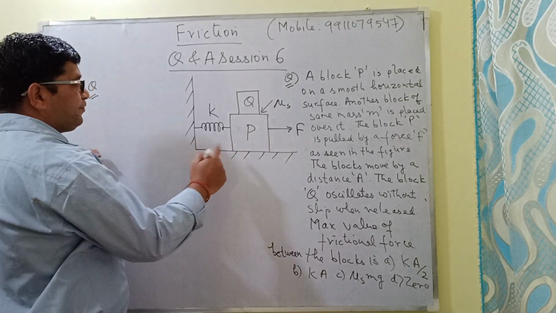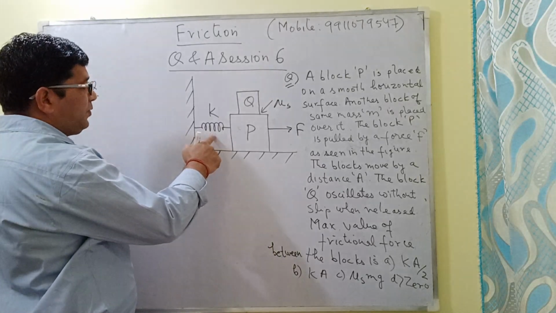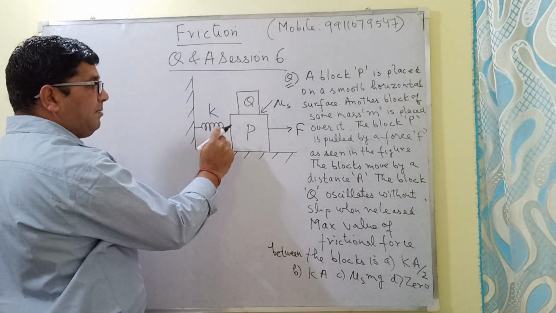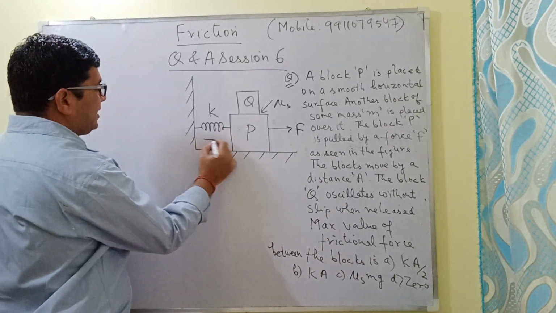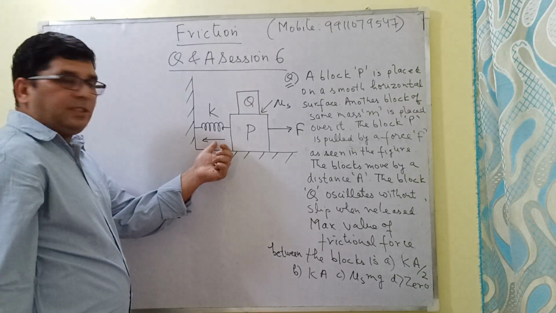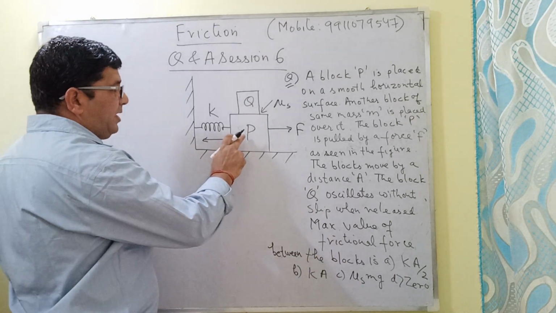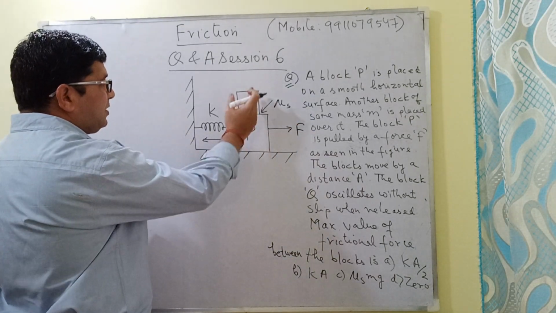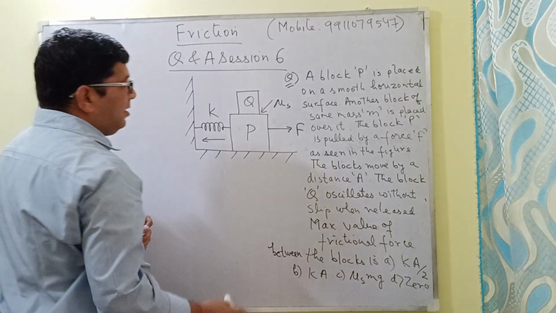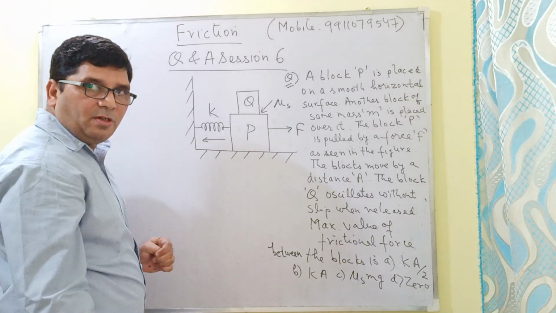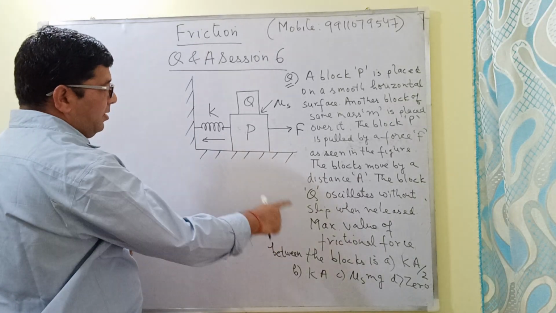See, in this case, the spring constant is k. When I am applying a force in this direction, a restoring force, that is the spring force, will act in this direction. Now when I have applied a force F in this direction, both these blocks have shifted by a distance a. And when this force is withdrawn, this block Q oscillates without slip.